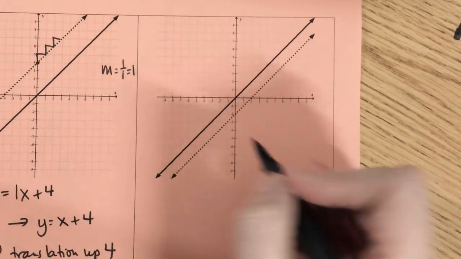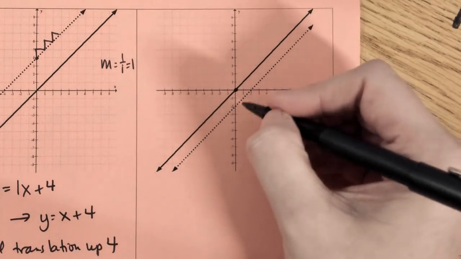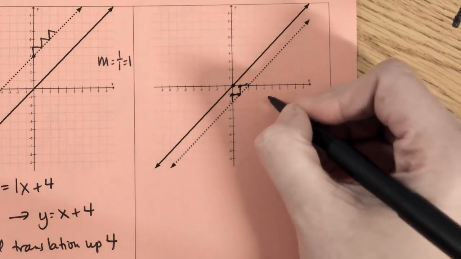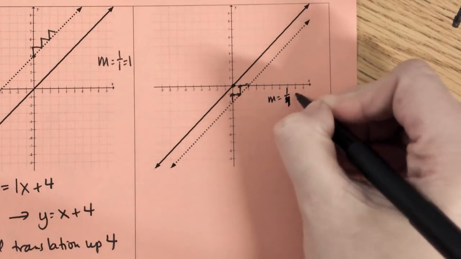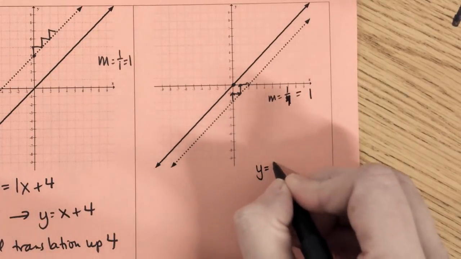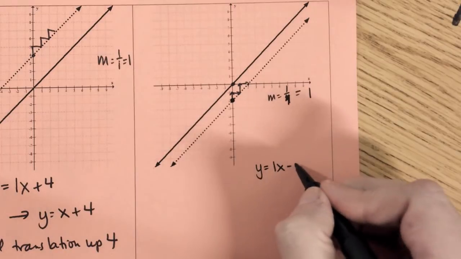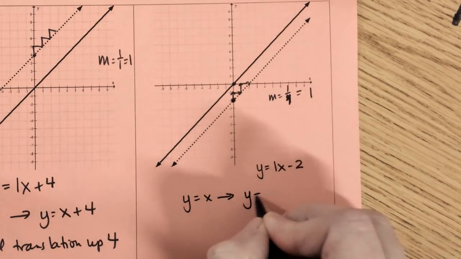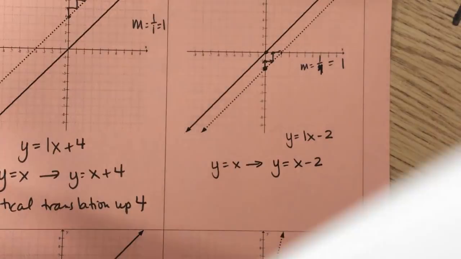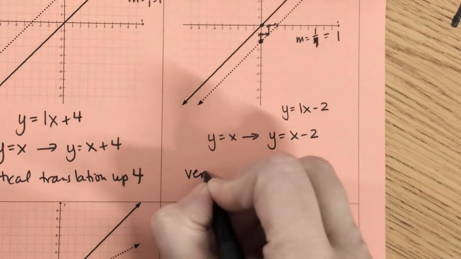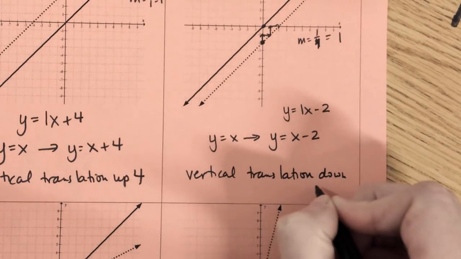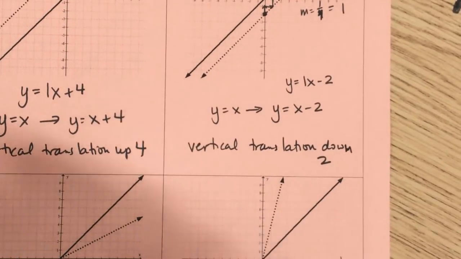Okay? Let's look at this one. Let's look at the equation. So here's y equals x, my parent function. The dotted line is what I'm moving to. Well, if I look at this, I've still got rise over run 1 over 1, so my slope is 1. So y equals 1x. I've got negative 2, so it's minus 2. So this is my equation. So y equals x turned into y equals x minus 2. Well, when my b gets smaller, that means I have a vertical translation down. So vertical translation down 2. Okay? So that's how I can tell from the equations.